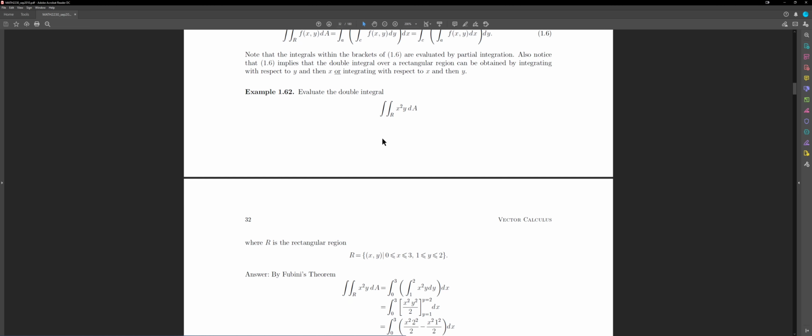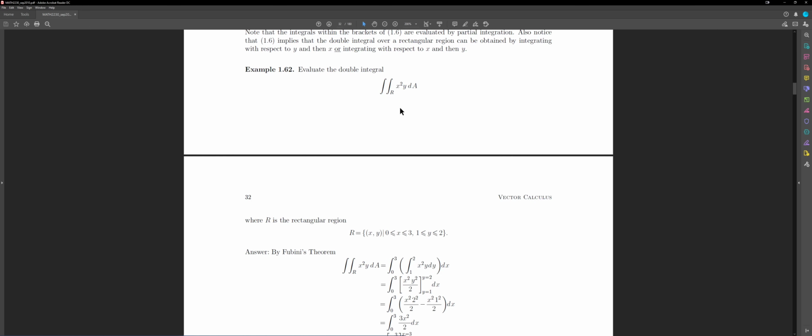Anyway, using Fubini's theorem, the function x squared y, I'm going to integrate with respect to y first, and then with respect to x. I put this in brackets to indicate that I'm going to do this inside integral first. When you're integrating with respect to y, you want to make sure you have the correct limits, so you want y values 1 and 2 here. And then once you work this out and integrate with respect to x, what you need is the x values over here, the 0 and 3.